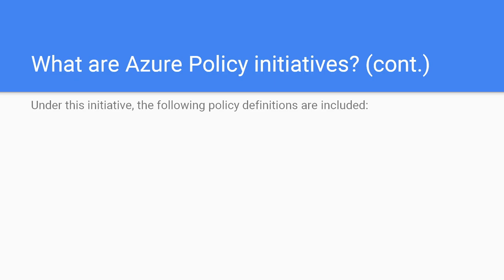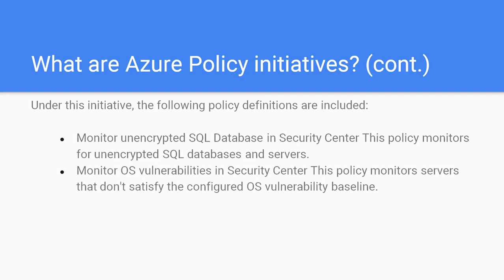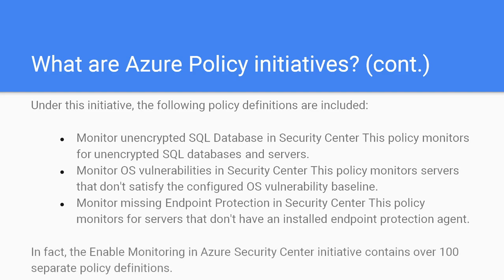So under this initiative, the following policy definitions are included. Monitor unencrypted SQL database in Security Center. This policy monitors for unencrypted SQL databases and servers. Monitor OS vulnerabilities in Security Center. This policy monitors servers that do not satisfy the configured OS vulnerability baseline. Monitor missing endpoint protection in Security Center. This policy monitors for servers that do not have an installed endpoint protection agent. So in fact, the Enable Monitoring in Azure Security Center initiative contains over 100 separate policy definitions.